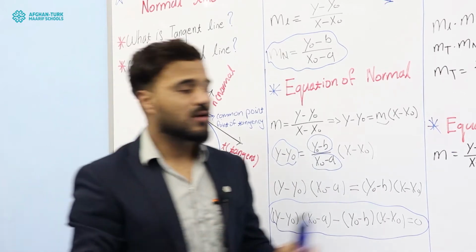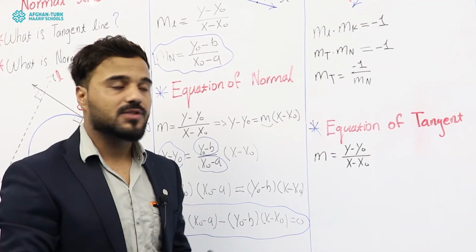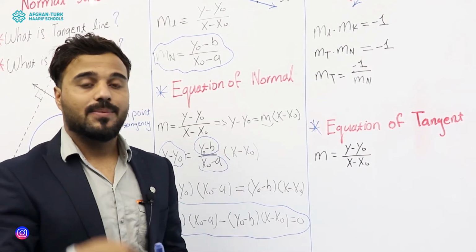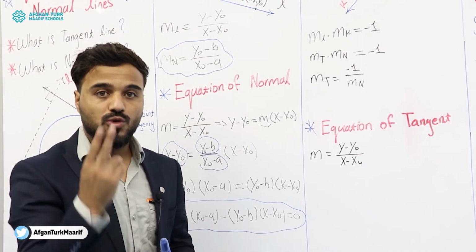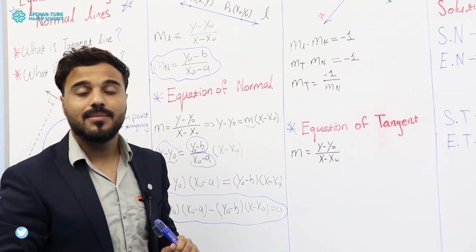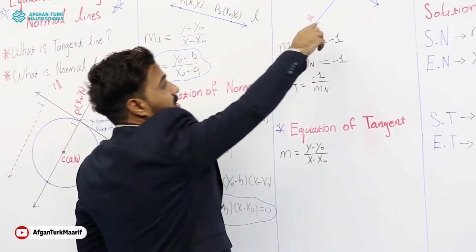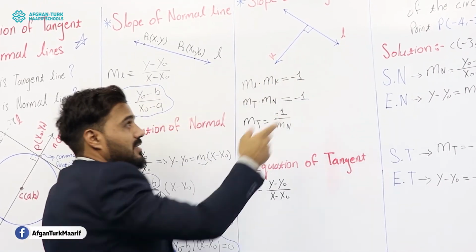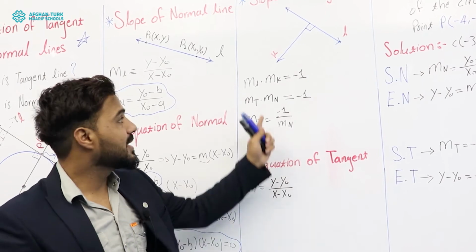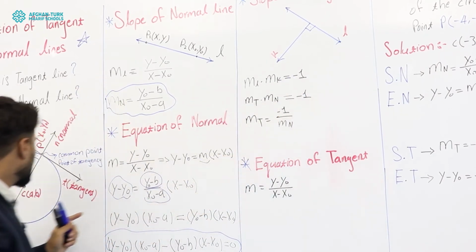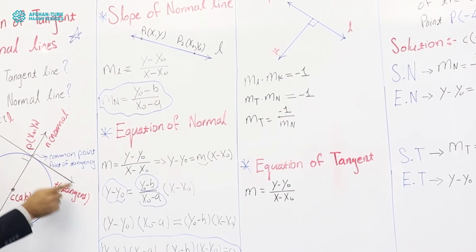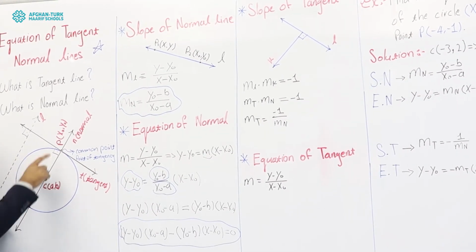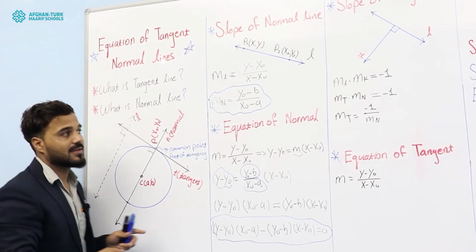For finding equation of tangent line, also at first we must find slope of tangent line. Dear students, we know that the product of slopes of two perpendicular lines is equal with minus 1. Like this. In here we have two perpendicular lines, line K and line L, so the product of their slopes is equal with minus 1. In here also we have two perpendicular lines. Tangent line and normal line are perpendicular with each other, so the product of their slopes must also equal minus 1.